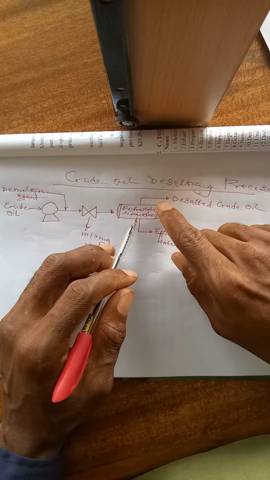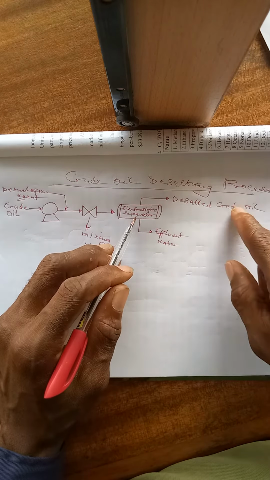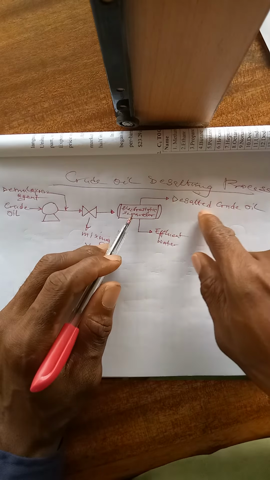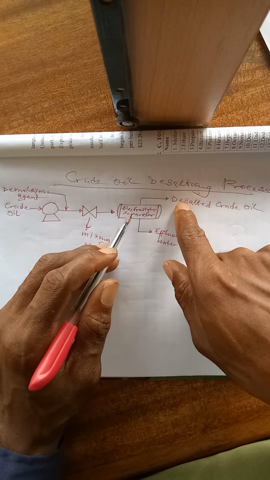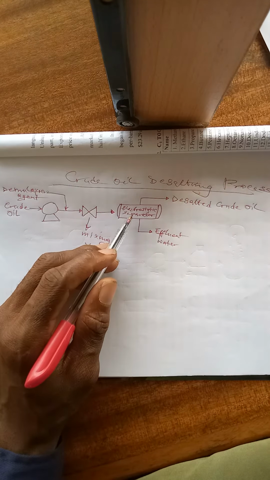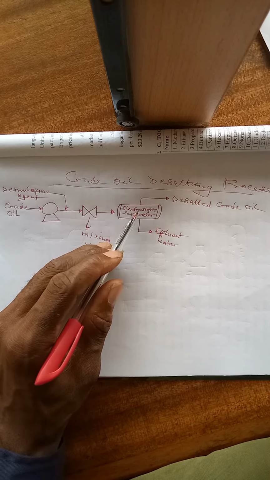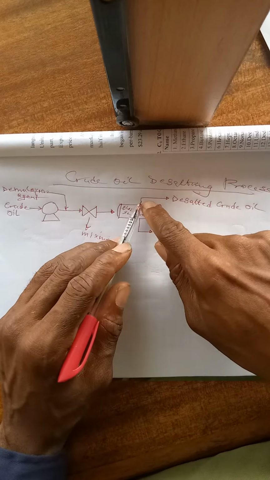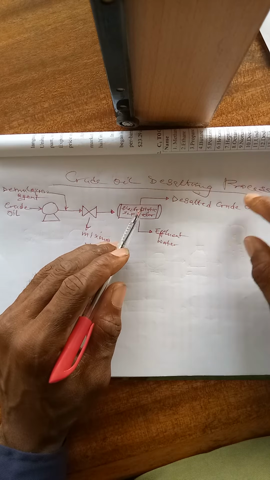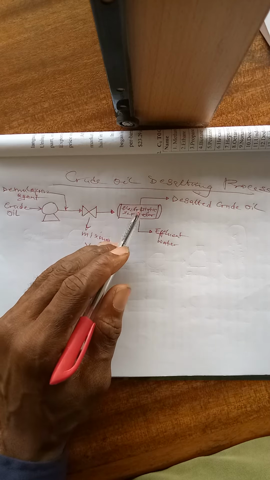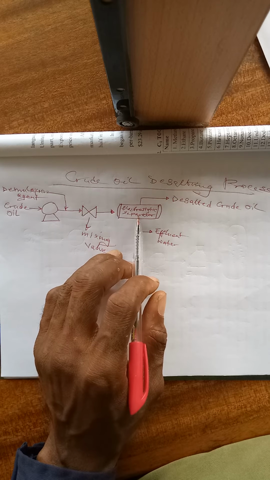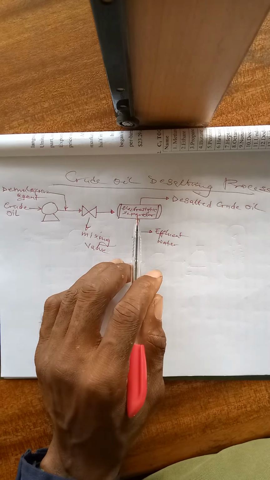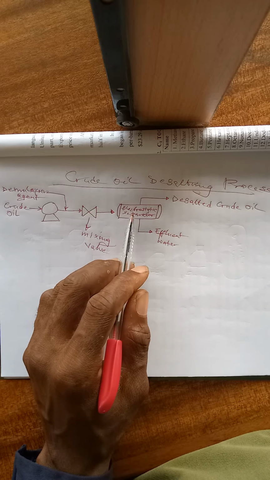and the crude oil, the desalted crude oil, which is more or less a crude oil without or with little, say 0.2 salt, comes out at the top. So that is what happened at this particular desalter. That's what happened at the desalter.